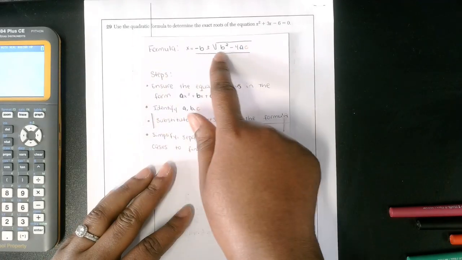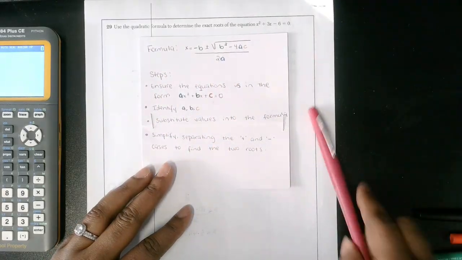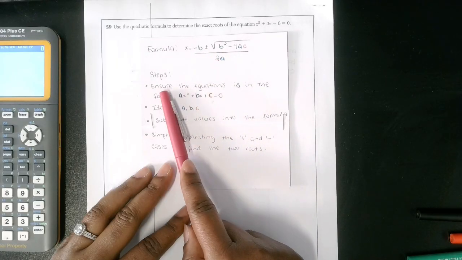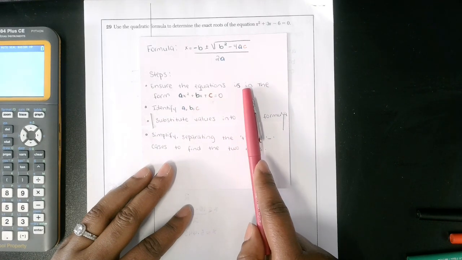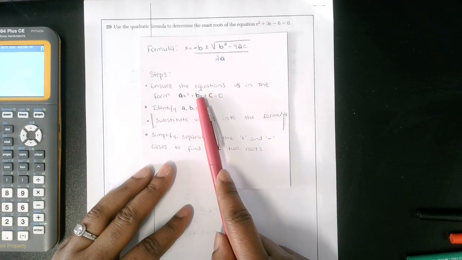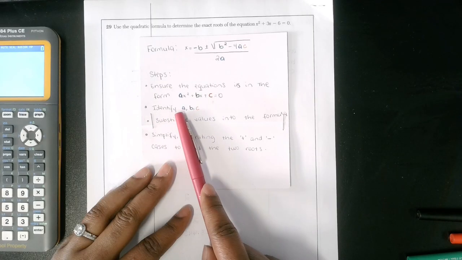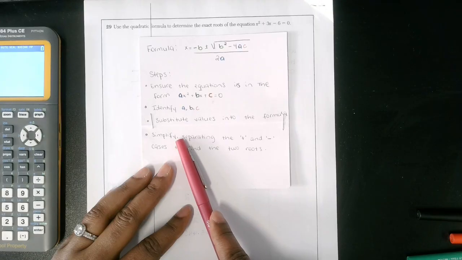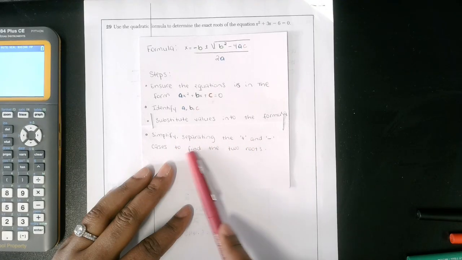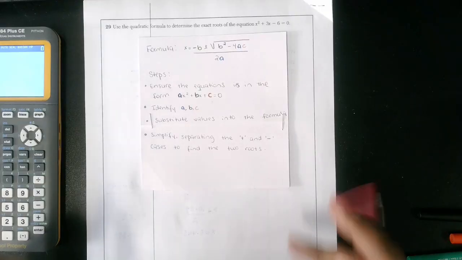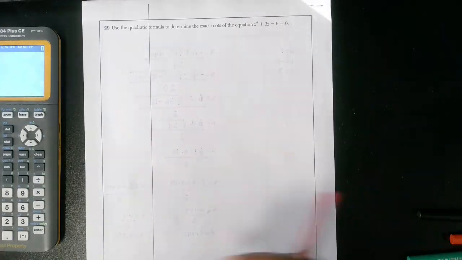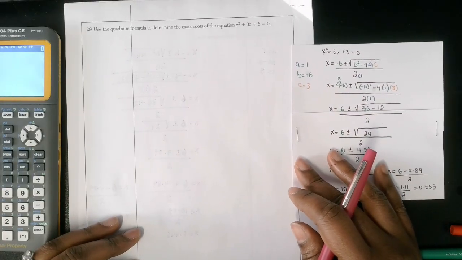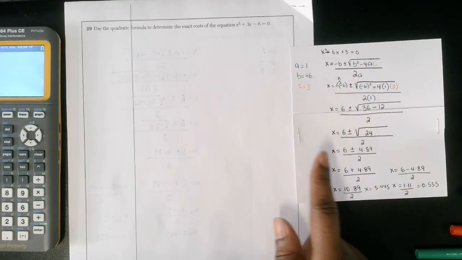Make sure that you're familiarized with the formula x equals negative b plus or minus the square root of b squared minus 4ac, divided by 2a. First step, make sure that the equation is in the right format: ax squared plus bx plus c equals 0. You're then going to identify a, b, c. Substitute what a, b, c are in the formula. You're then going to simplify. At the very end, you're going to do plus or minus. It might be a little bit confusing, but we will get through it step by step.